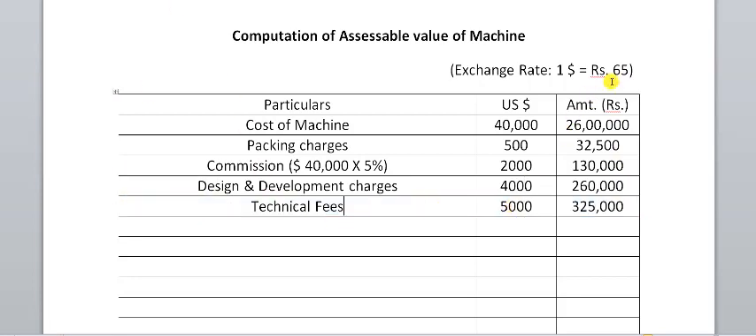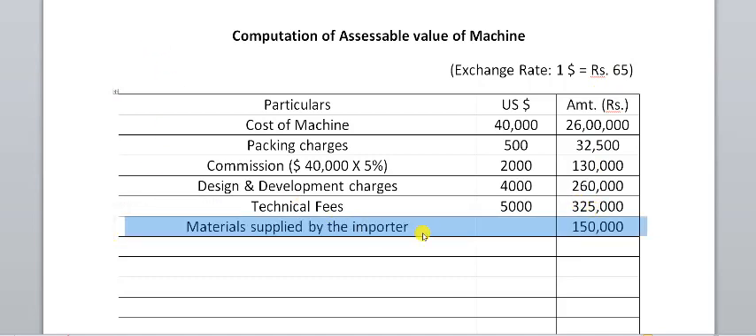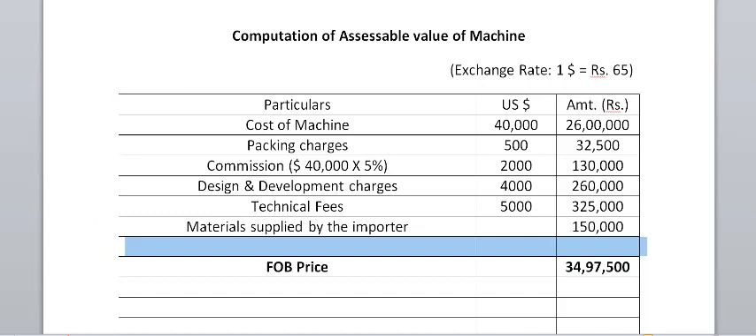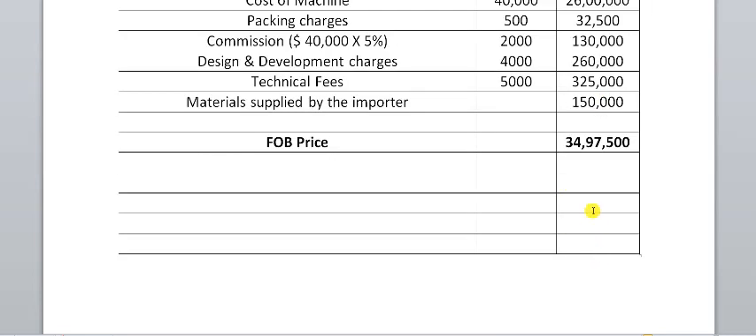Technical fees, 5,000 into 65, 3,25,000. Material supplied by importer 1,50,000. So FOB price is 34,97,500. Once you add all this, you will get 34,97,500: 26 lakh plus 32,500 plus 1,30,000 plus 2,60,000 plus 3,25,000 plus 1,50,000.